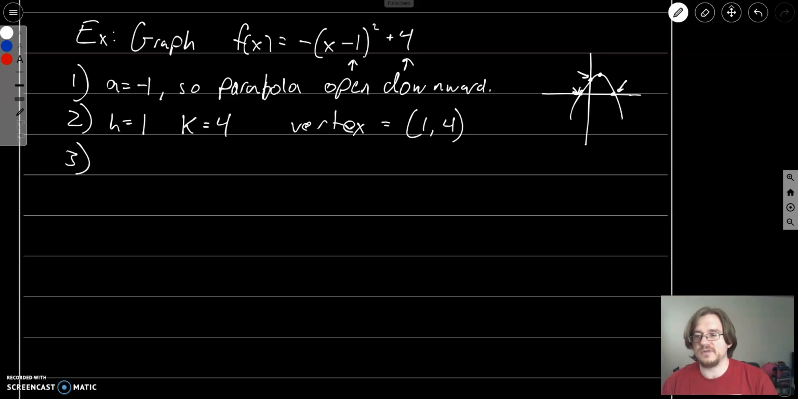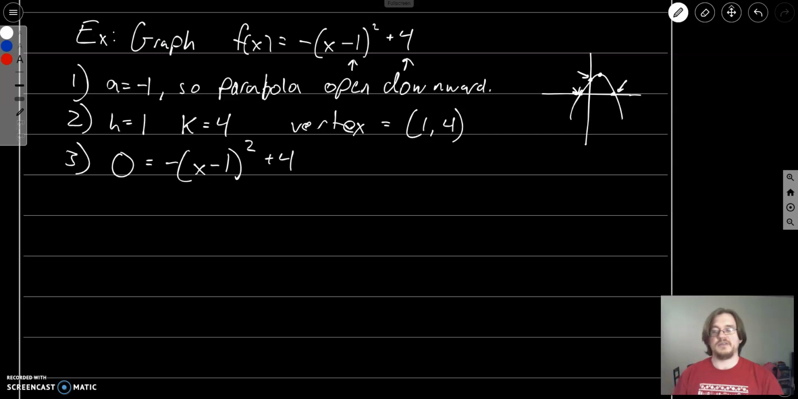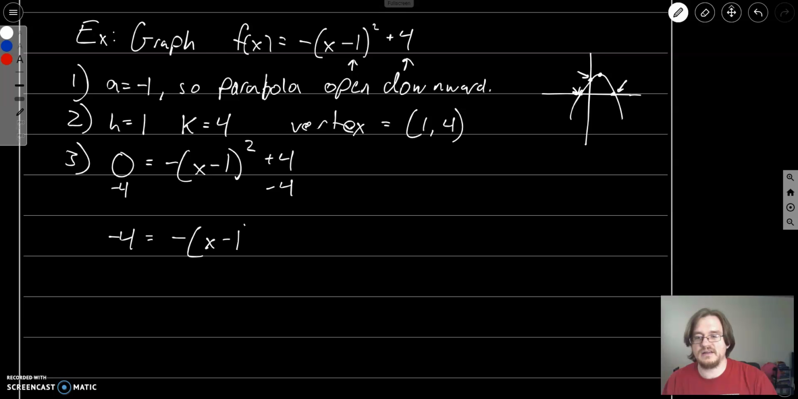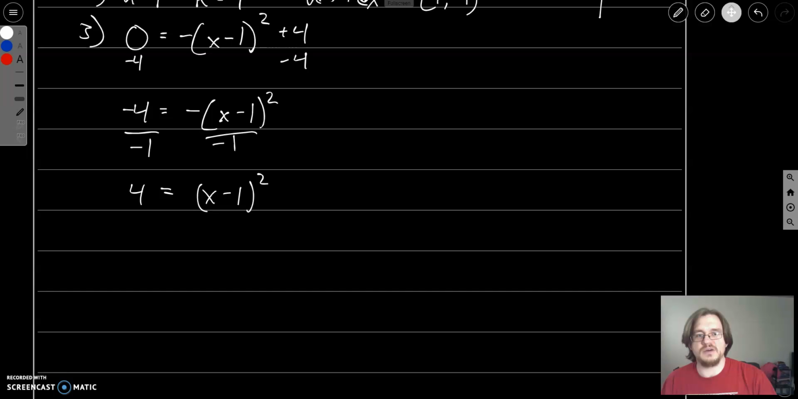So for the x-intercepts, I want to see where the height is equal to 0. So I want 0 to be equal to negative (x minus 1) squared plus 4. There are multiple ways of solving this, but I am going to subtract 4 from both sides. So we'll have negative 4 is equal to negative (x minus 1) squared. I will divide both sides by negative 1 to get 4 is equal to (x minus 1) squared. So here I know that (x minus 1) squared has got to be equal to 4.